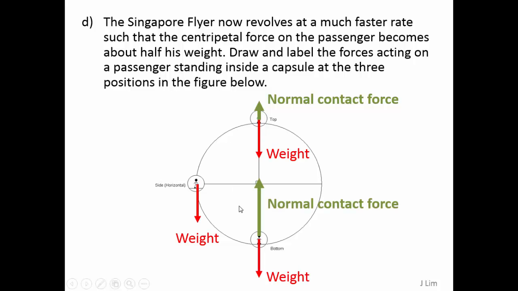Now at the bottom, the normal contact force will be pointing towards the center of the Flyer, and it is 1.5 times longer than the weight. So the resultant force will be half the weight pointing towards the center. At the side, the normal contact force will cancel the weight, and there's a frictional force, half W, that's pointing towards the center. So these are the forces acting on the passenger at the 3 different locations.